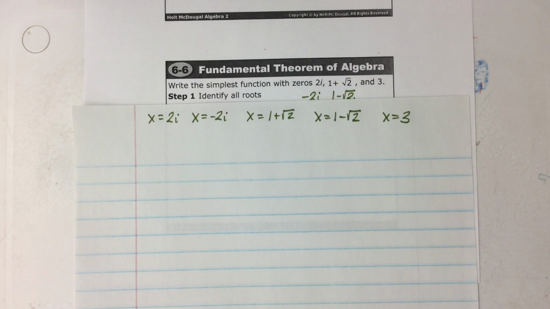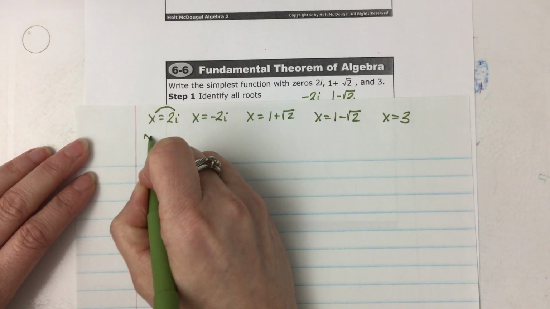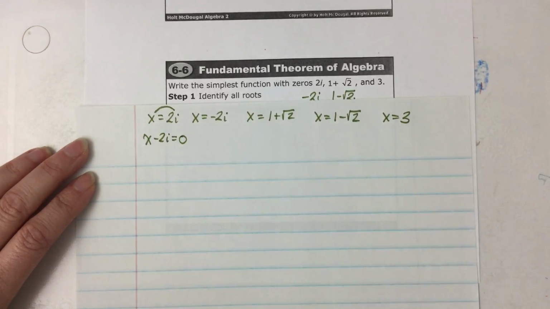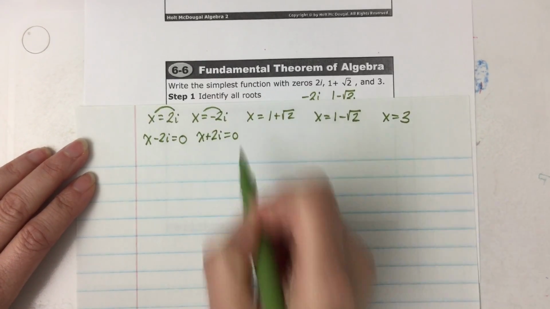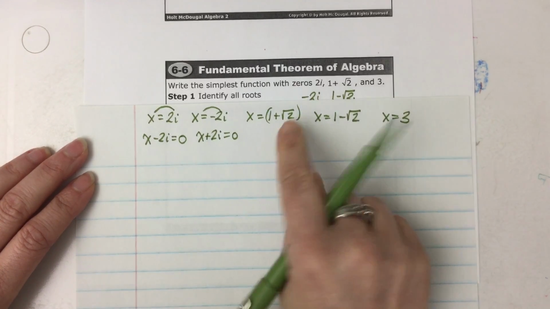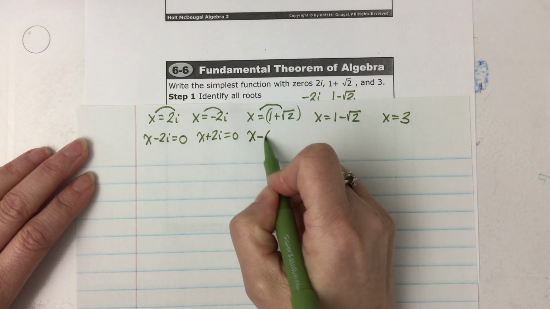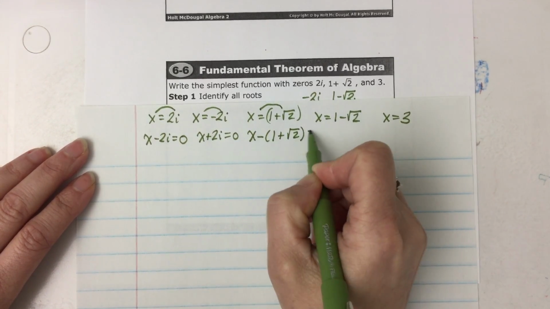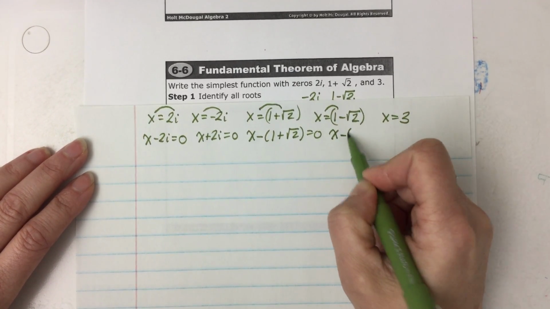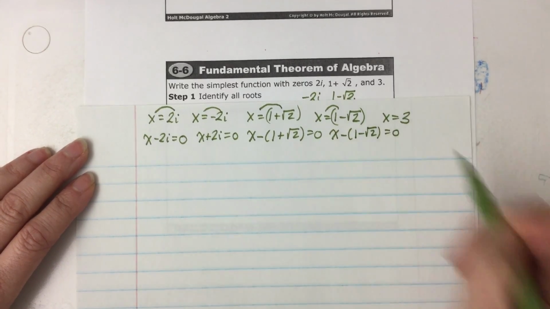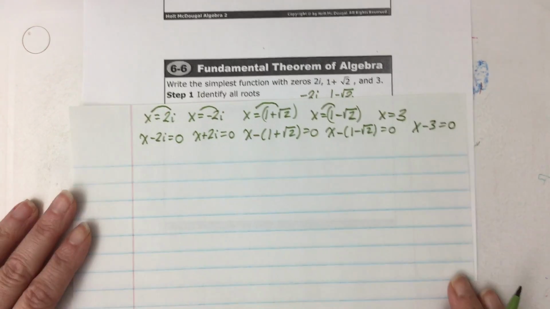Now we unsolve. You want every single equation to be equal to 0. So I need to take my positive 2i and you minus it to the other side, so that way it's equal to 0. This is a negative 2i, so I add 2i over, so it's equal to 0. Now this is one number, so you cannot separate it. You minus it over as a group. X minus the group, 1 plus the square root of 2 equals 0. Same thing here. You can't separate it, so you minus it over as a group to equal 0. This 3, I minus over to make it x minus 3 equals 0.